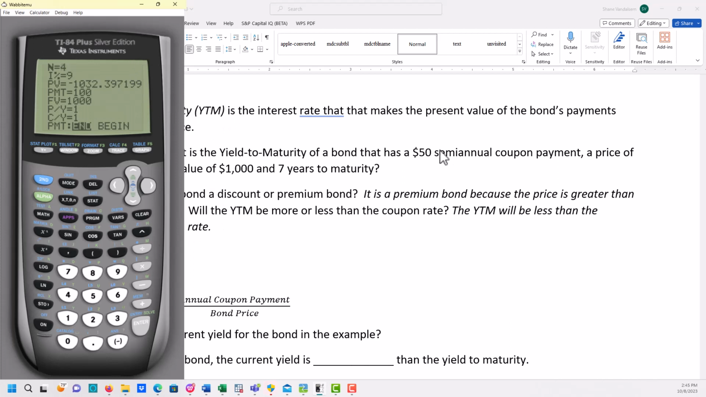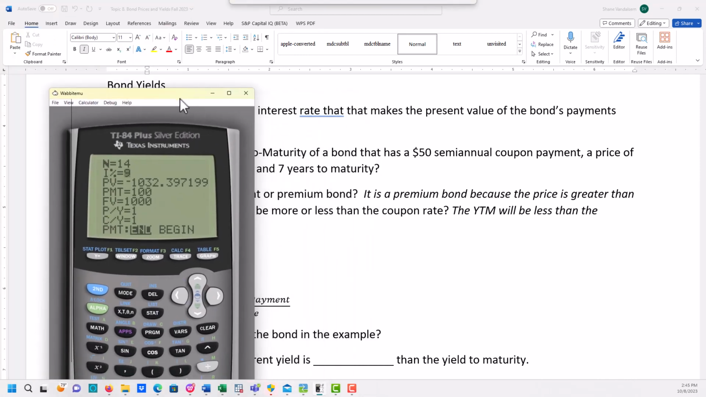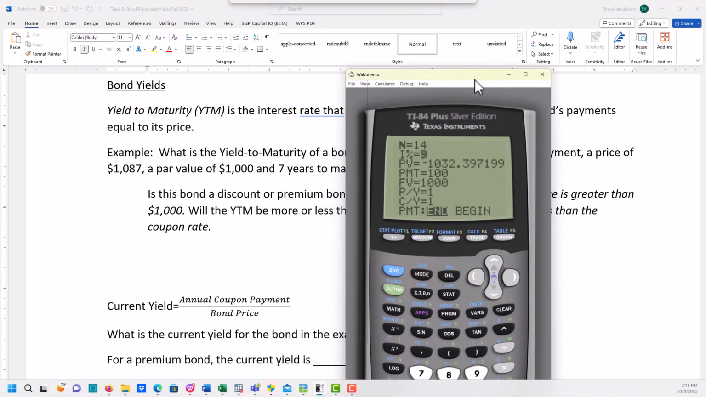So in this case, we have a semi-annual coupon payment in 7 years to maturity. So I'm going to take 2 times 7 to get 14. So my N is equal to 14 because there's 2 payments per year with 7 years left to maturity. My interest rate's what I'm looking for. My price, my current value is 1,087, so I'm going to go down here to present value and type in negative 1087. Oops.